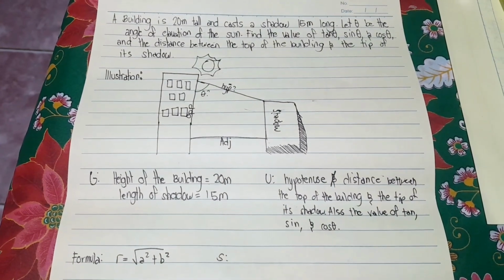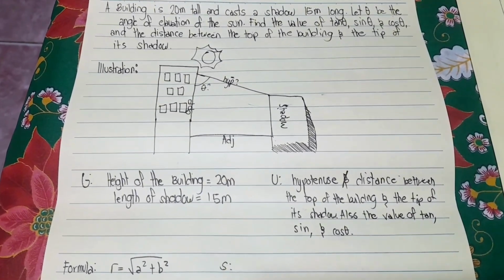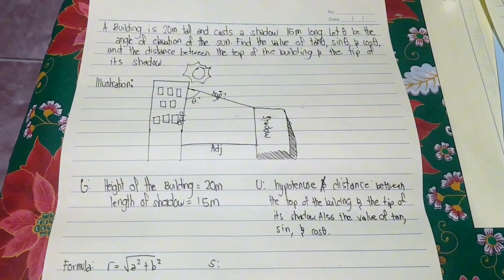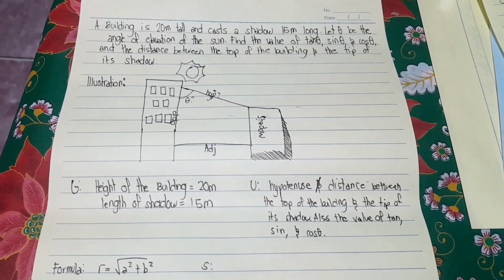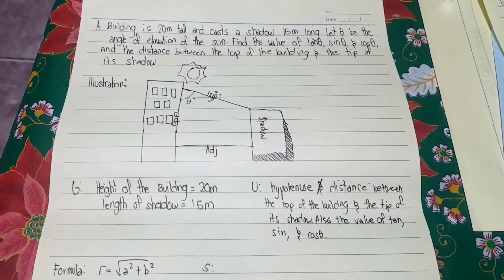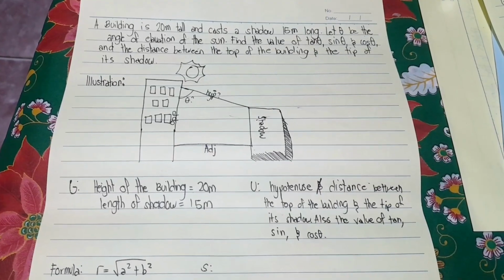And now, let's proceed to solving situational problems involving trigonometric identities. We have a word problem that a building is 20 meters tall and casts a shadow 15 meters long. Let theta be the angle of elevation of the sun and find the value of tan theta, sin theta, and cos theta, and the distance between the top of the building and the tip of its shadow.